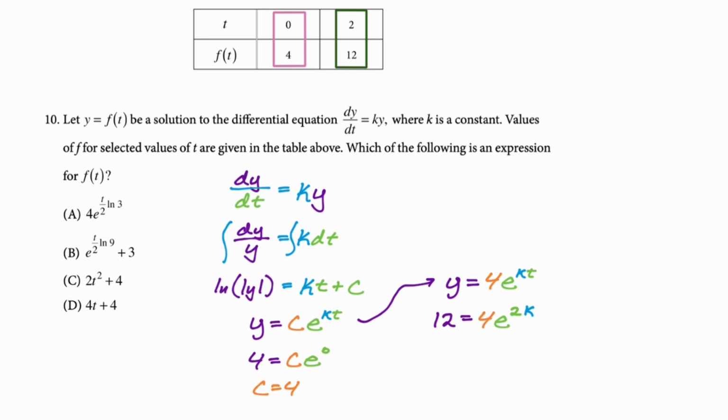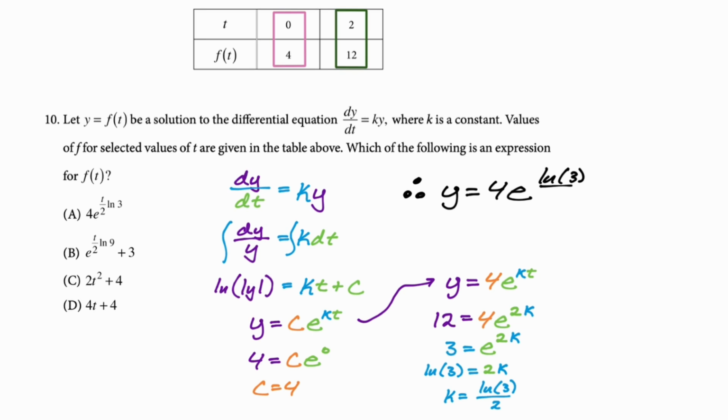And we can solve for k, so we'll divide by 4, get this. Natural log of both sides gives us natural log of 3 is 2k. Divide by 2, and we'll get that k is equal to the natural log of 3 divided by 2. So then, if we take that and sub it in, we get something that looks a little different from the answer choice, but there's really only one that looks exactly like this. What they've done is they took the t and multiplied by 1/2 and made it t over 2 natural log of 3.